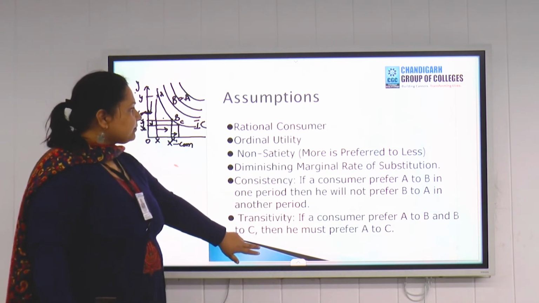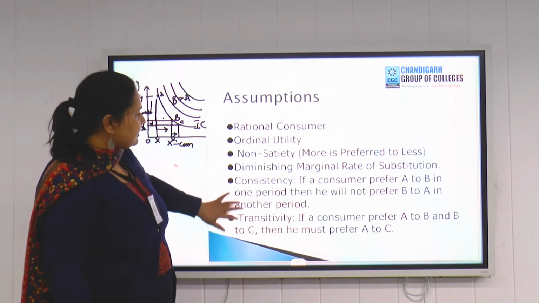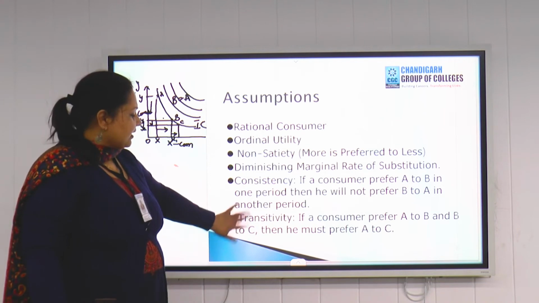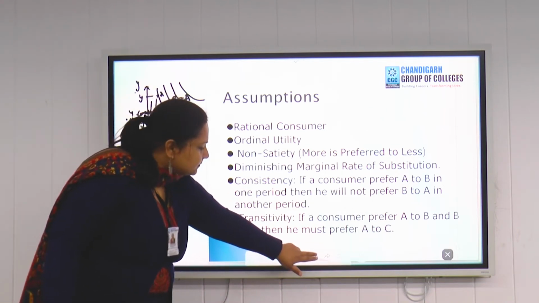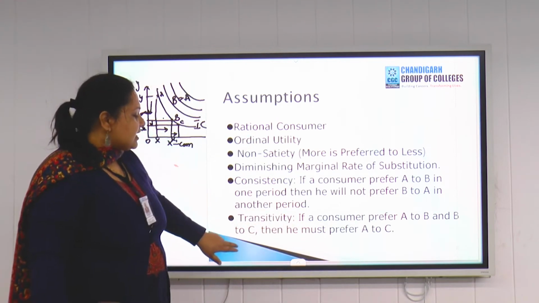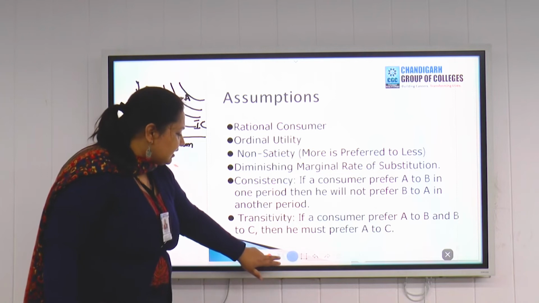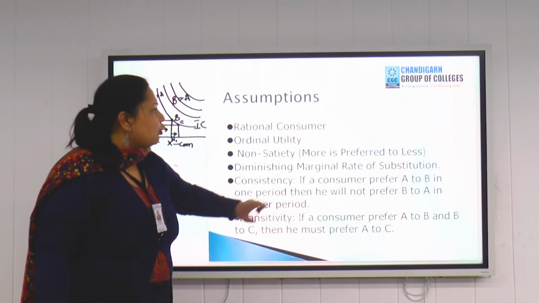Now next are the properties of indifference curve. There are 7 properties. The first property of indifference curve is that an indifference curve is always convex to the origin.